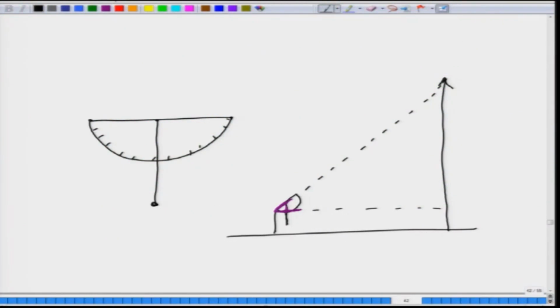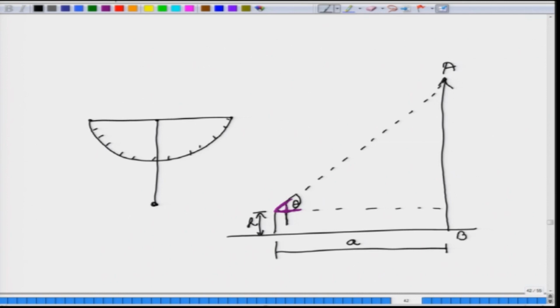So, let us now, essentially what we are saying is that you are standing at a particular distance, let us say that this is A from the base of the tree. Your height in this case is this small h, you know the value of theta. So, what is the height of the tree?